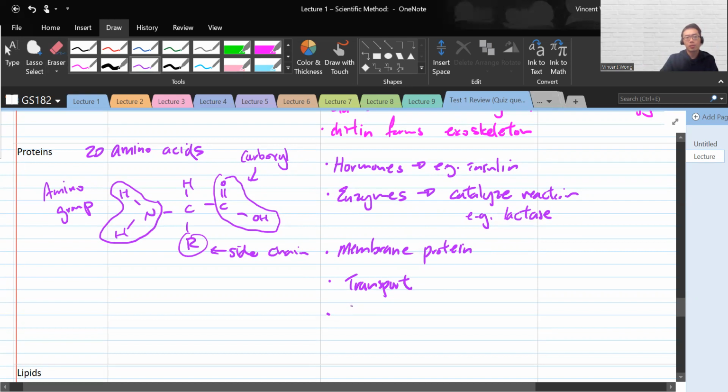Also, there is structural support, for example, like hair. Well, I guess not really hair, but like fingernails. Nails, muscle. All these are proteins.